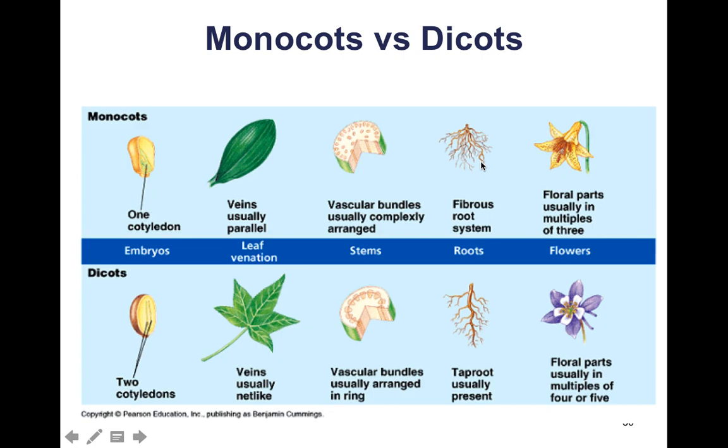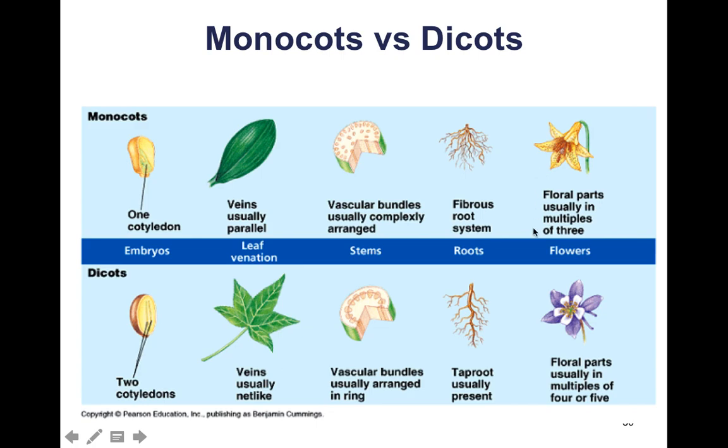Another good way to tell the difference between monocots and dicots is to look at the flowers. So monocots usually have flower parts in multiples of 3. So this is a lily. Lilies are a little bit tricky because the sepals look like the petals. So you have 3 sepals, 3 petals, and if you counted the stamens, you'd see that they probably have 3, 6, or 9. And then they usually have a single fused carpel.